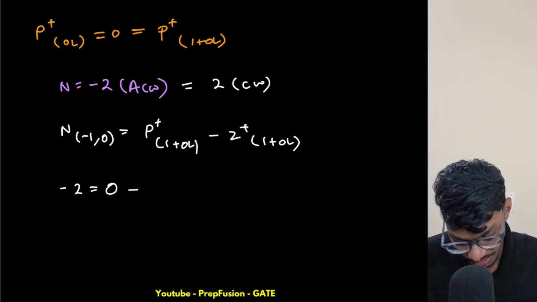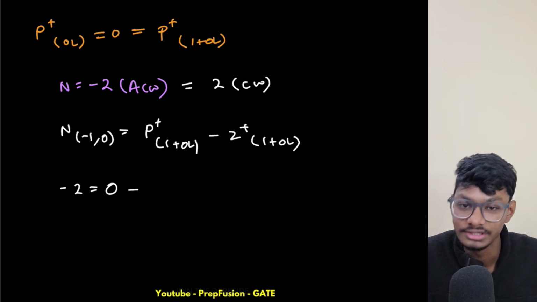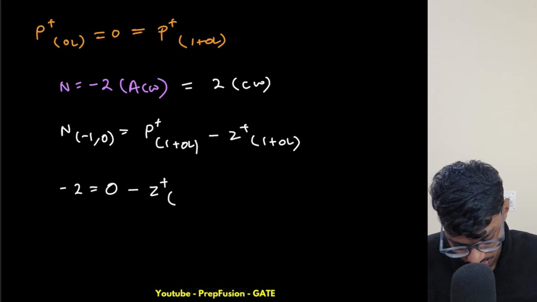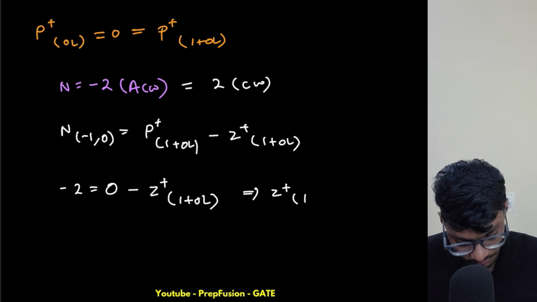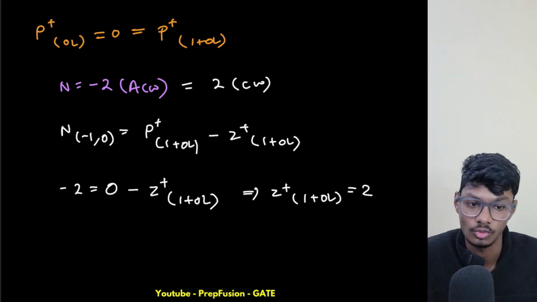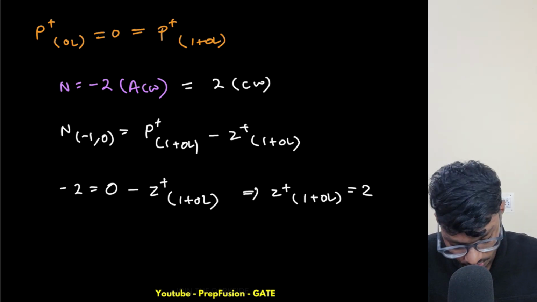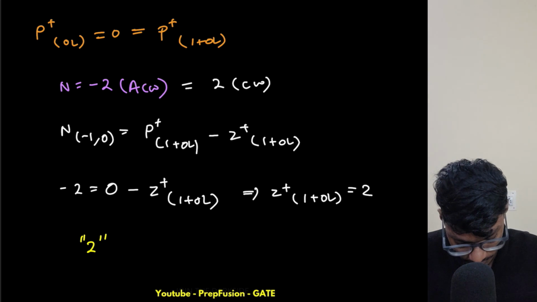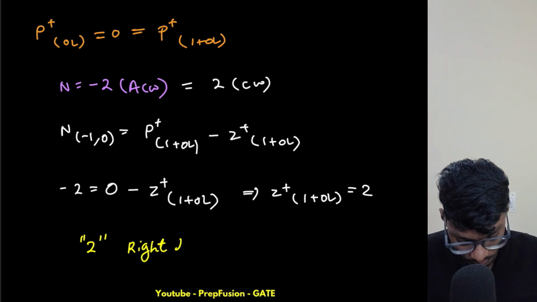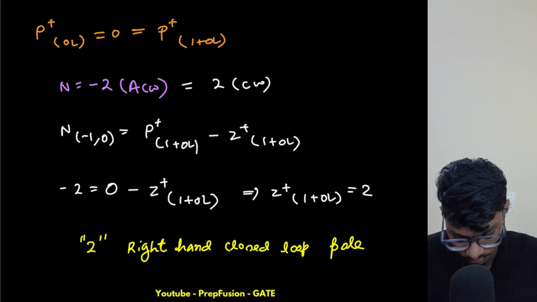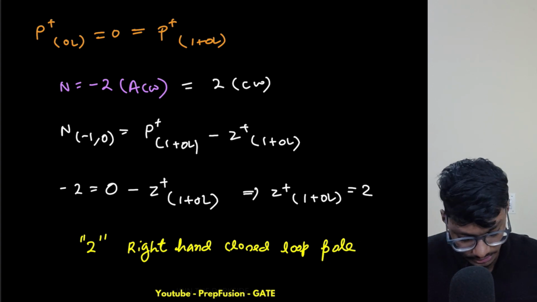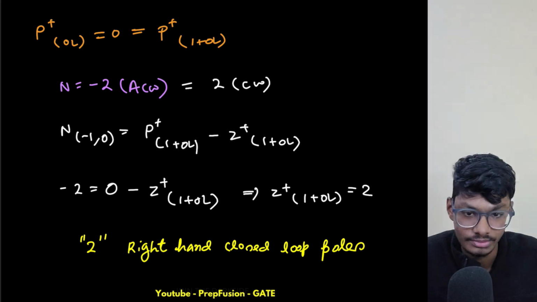So this is 0. And what is Z of 1 plus OL? Z of 1 plus OL is what we need to find basically. These are the closed loop poles. So here I can get that Z of 1 plus OL equals 2, right? So I have two right hand closed loop poles. That means my system is unstable. System is basically unstable, right?